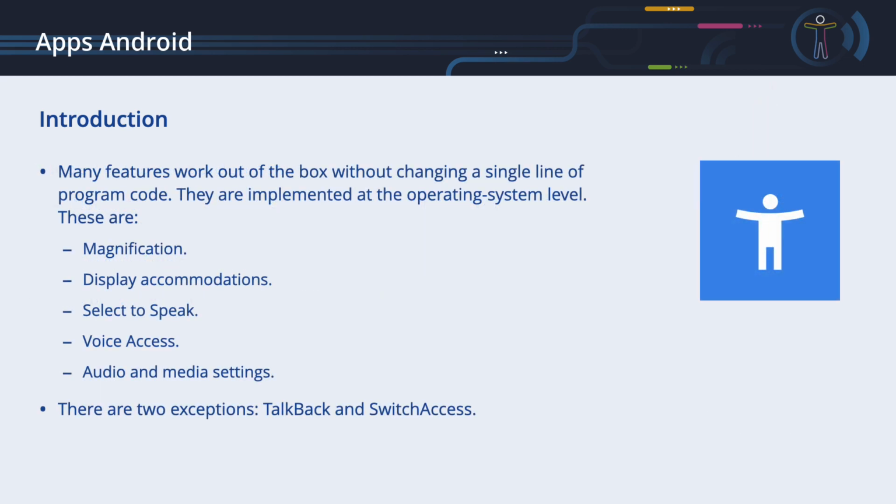In general, a developer does not need to do much to make an app accessible. Many features work out of the box without changing a single line of program code. They are implemented at the operating system level. These are magnification, display accommodations including color correction and color inversion, select to speak, voice access, and audio and media settings. If these features are new to you, please consult the Assistive Technology Android chapter. There are two exceptions: TalkBack and Switch Access.